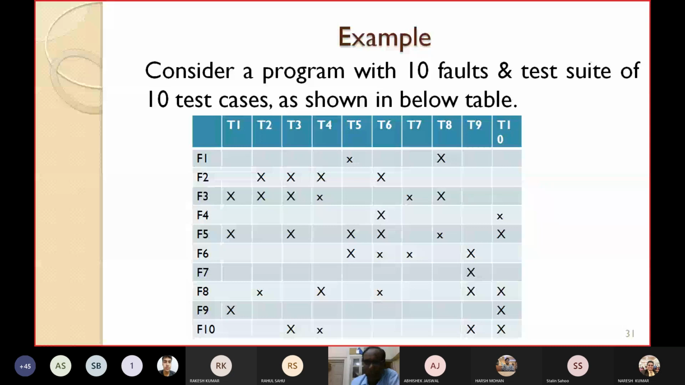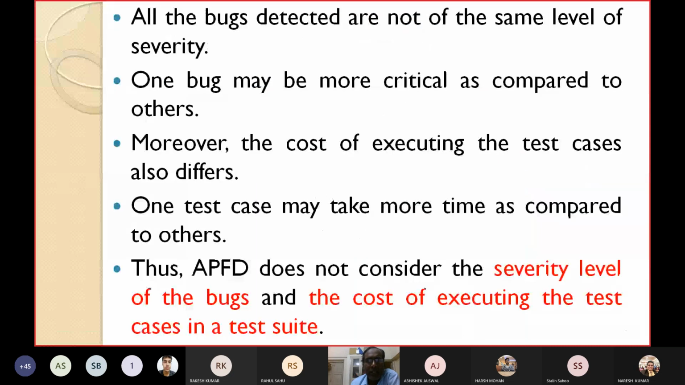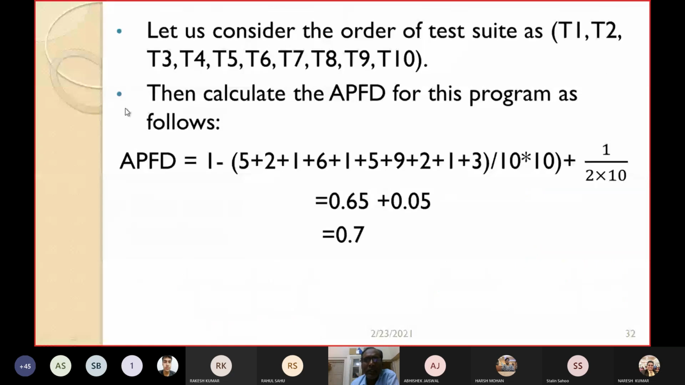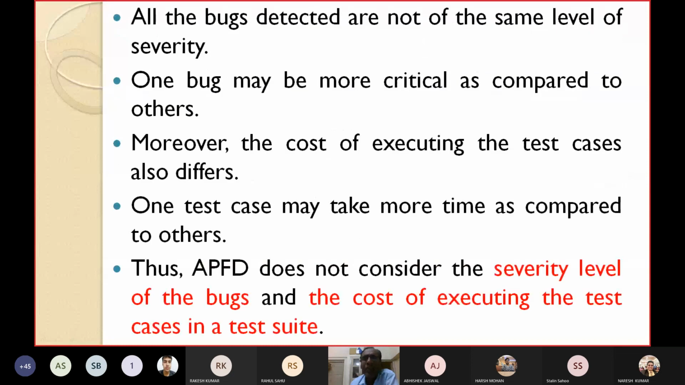Similarly, let's see the third fault. Which test case detects it first? Many do: T1, T2, T3, T4 and T8. But which one detects it for the first time? T1. What is the position in my series? T1 occurs first, so 1. In this way, I have identified all the positions.